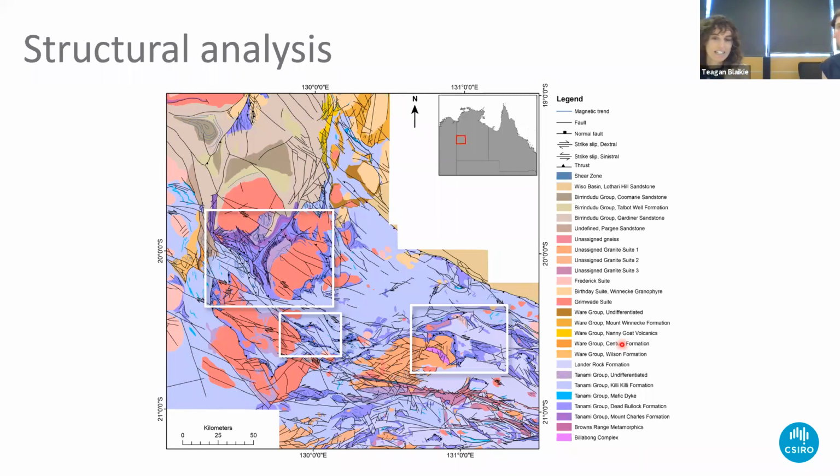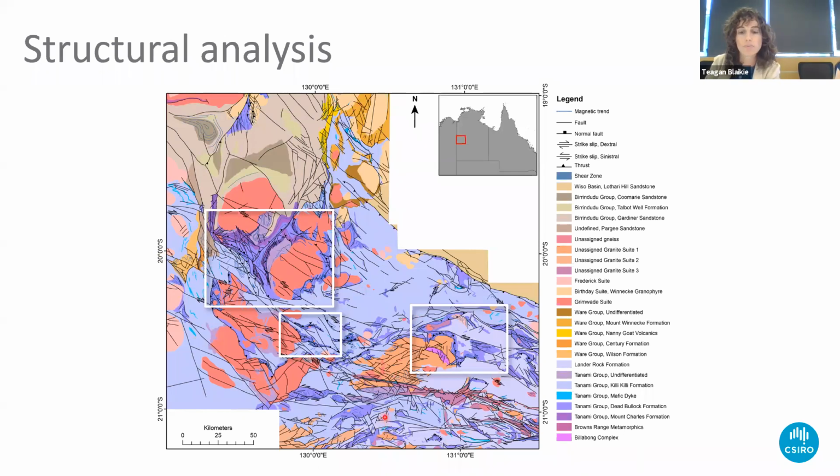Thanks, Teagan. So in this portion of the talk, I'm just going to highlight some of the key structural relationships that we defined from the interpretation of the geophysical data. And I'll focus on three key areas and the overprinting relationships we see in these three areas in order to define a structural framework for the region to help us understand the deformation history of the Tanami region and the northwest Aileron Province.